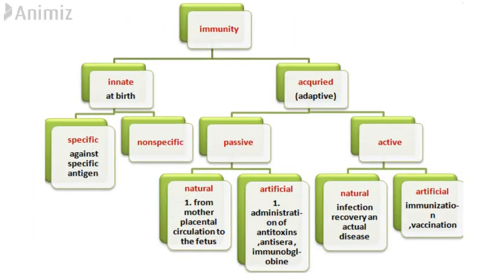Immunity is divided into two types: innate, which is present at birth, and acquired or adaptive, which we develop as we grow up. Innate is divided into specific and non-specific, and acquired is divided into passive and active, which are further divided into natural and artificial immunity types.